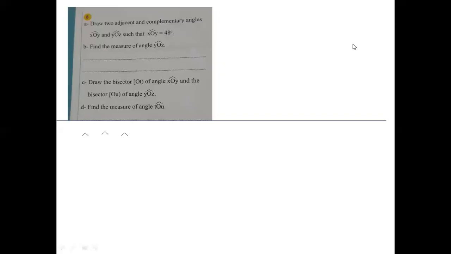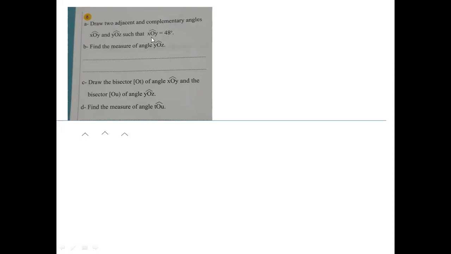Hello grade 6 students. In this video we are going to see how we use angular bisector in geometry exercises. Let's consider exercise 8, page 62 in your book. Draw two adjacent and complementary angles XOY and YOZ such that XOY equals 48 degrees.